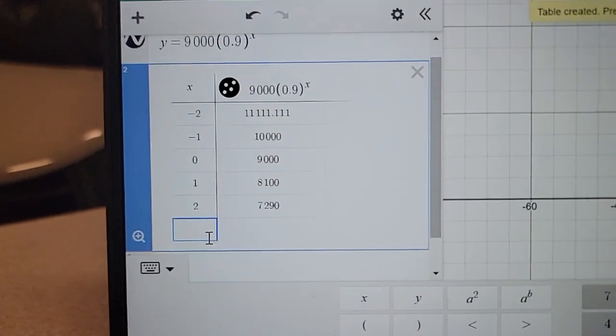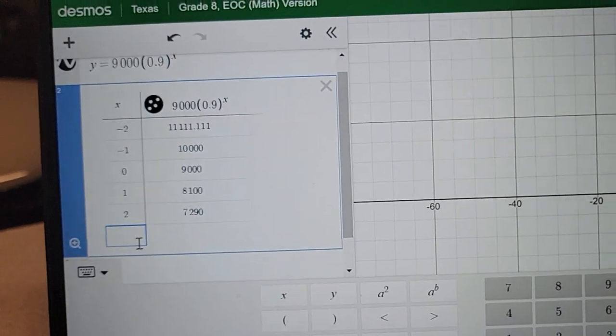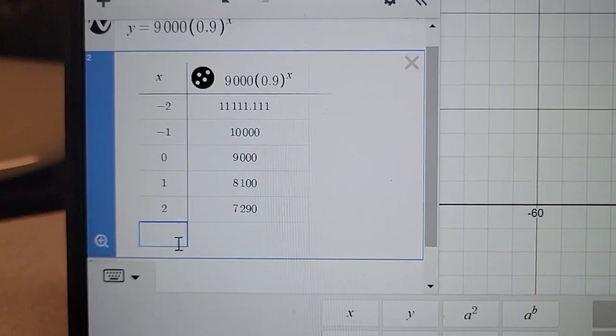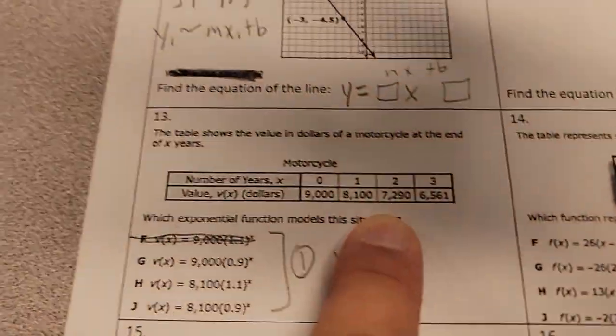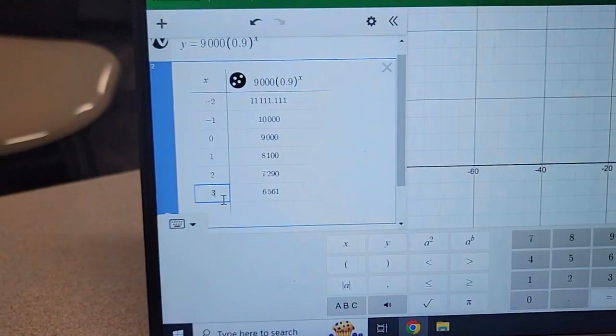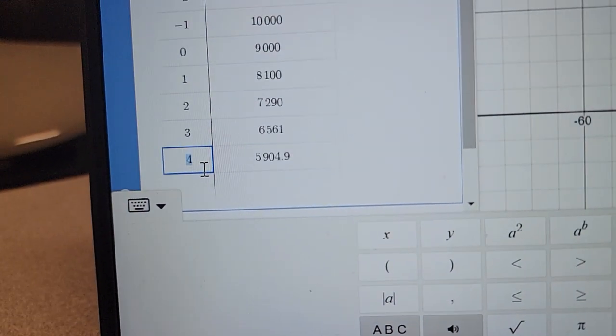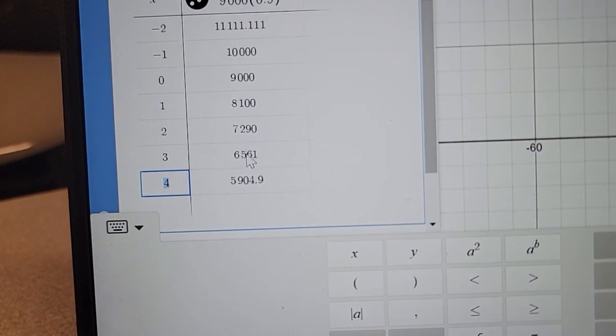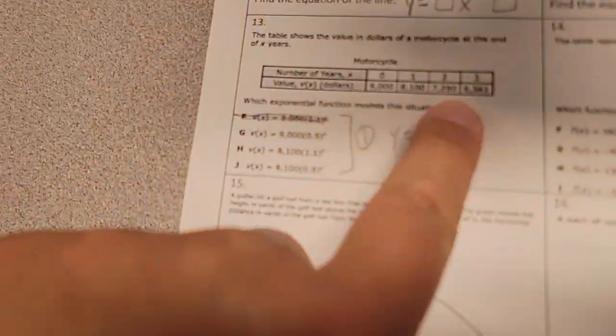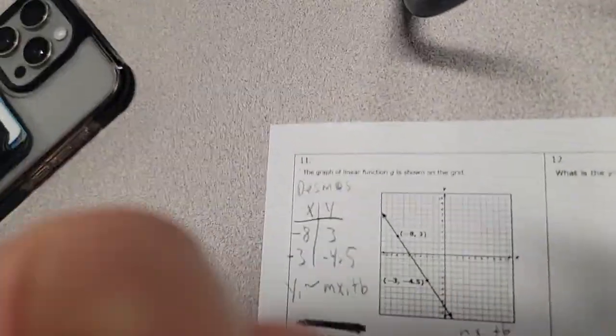So 0, 9,000, 1 is 8,100, and then 290. All right, so look, those are good. Let me just type in the 3, and if that matches, that's my answer, 3. See, this one says if I have a 3, 65, 61. All right, there you go. So that's my answer.